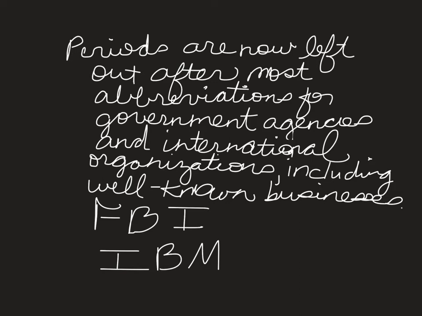All right, so other uses for the period besides as an end mark. One use that we have for a period besides as an end mark is that we do not use periods after most abbreviations for government agencies and international organizations, including well-known businesses. And the examples here are FBI and IBM.